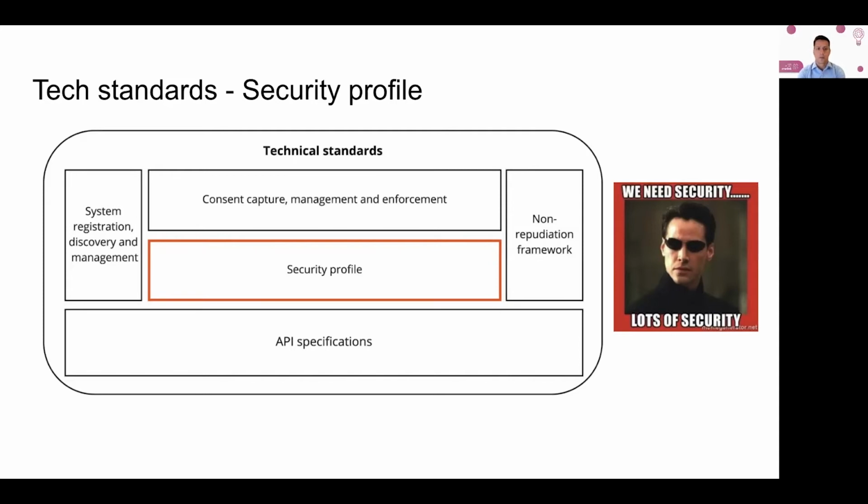What is FAPI? FAPI is a security and interoperability profile for OAuth, for open banking and similar use cases with high security requirements. It was started during the Open Banking UK implementation and is currently managed and curated by the OpenID Foundation FAPI working group.